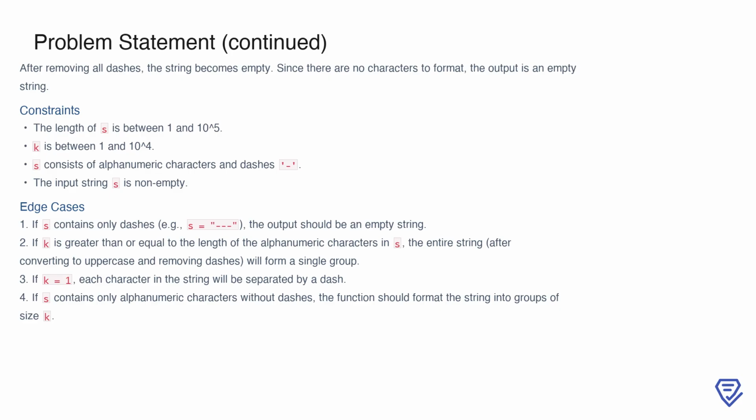Finally, let's look at an edge case where the input string is S equals a single dash and k equals 3. After removing all dashes, the string becomes empty. Since there are no alphanumeric characters left to format, the output is simply an empty string. This highlights the importance of handling edge cases carefully. For instance, if the string contains only dashes, the output will always be empty. Similarly, if k is greater than or equal to the length of the alphanumeric characters in S, the entire string will form a single group. On the other hand, if k equals 1, every character will be separated by a dash. These scenarios help ensure that the solution is robust and handles all possible inputs correctly.